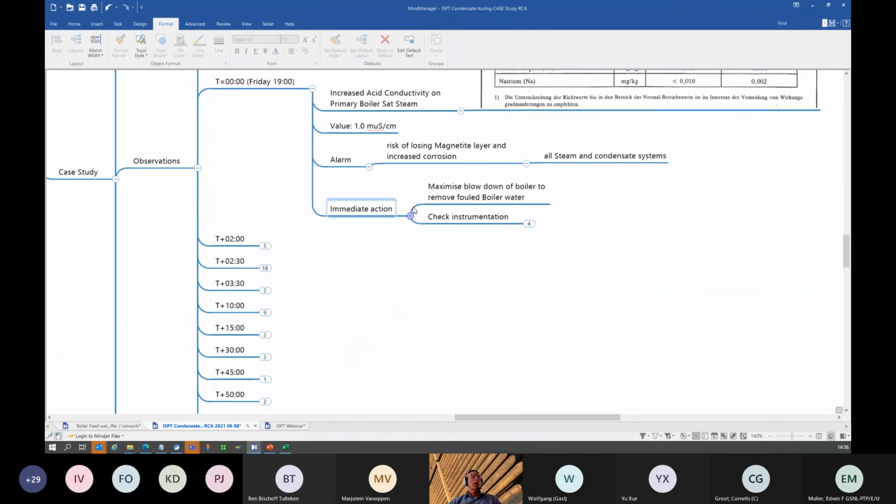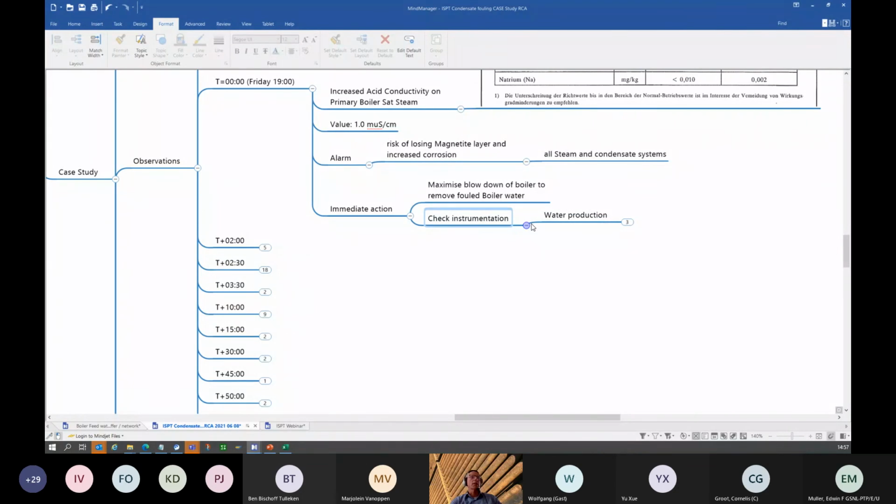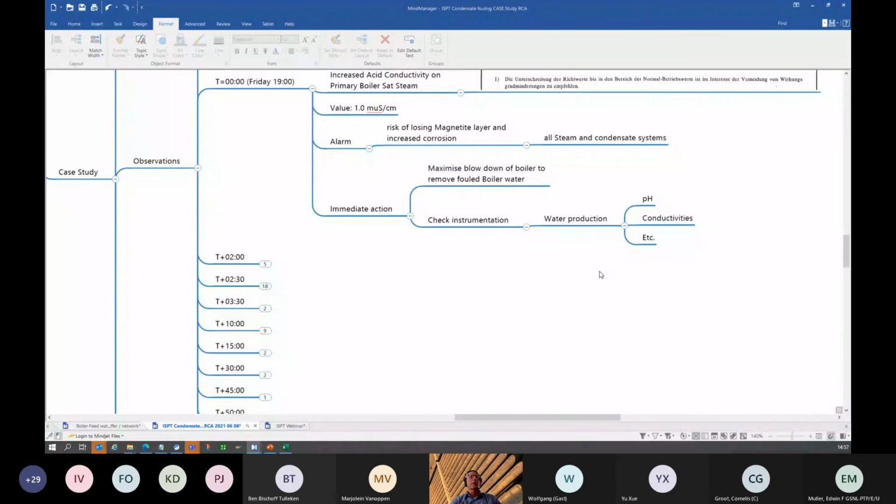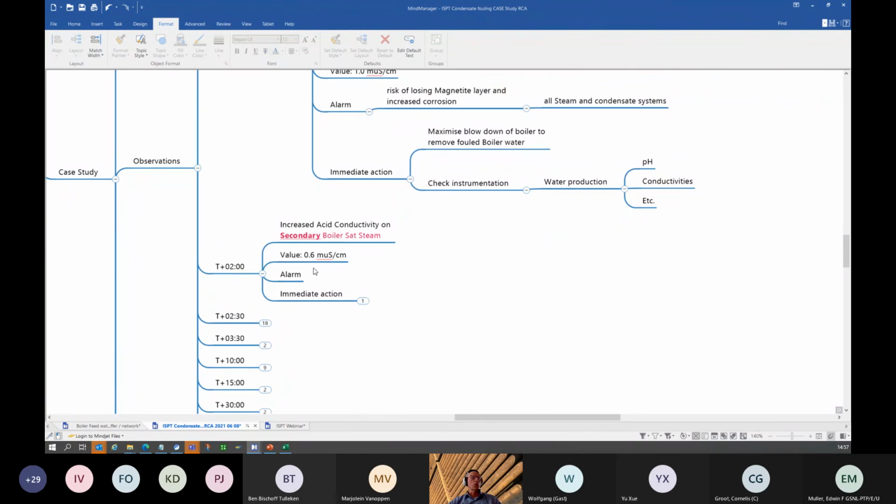So the immediate action was, we have fouling in our boiler water, contaminated. We're going to blow down the boilers and we are going to check the instrumentation. There are quite a lot of happenings that have instrumentation as a problem. Maybe your instrumentation is giving too high a value. Maybe the instrumentation is not online, and all those sorts of things may result in wrong actions. So the first thing every operator does, if he gets a value that's not normal, is check the instrumentation. But in this case, we also checked all the water production values in the production plant.